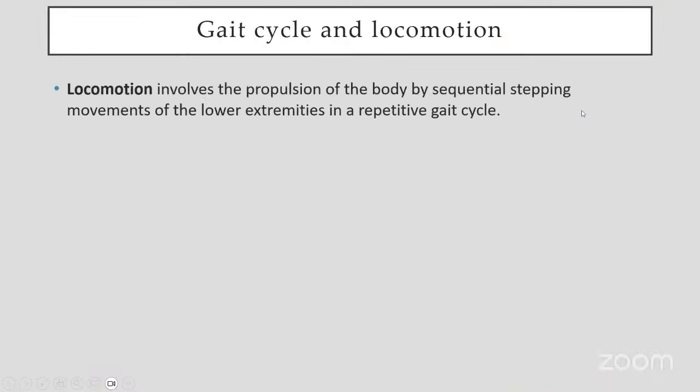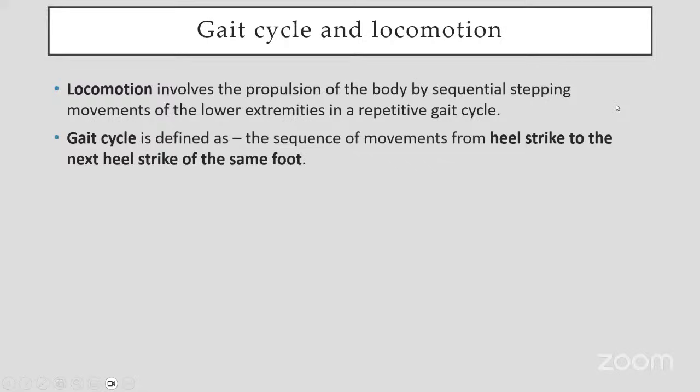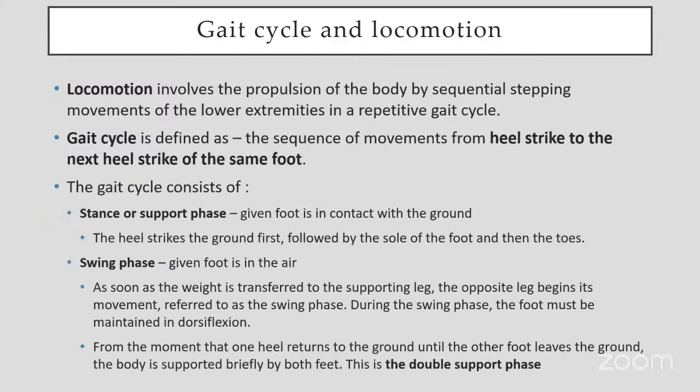So, going into the gait cycle, locomotion involves propulsion of the body by sequential stepping movements of the lower extremities in a repetitive gait cycle. The gait cycle is defined as a sequence of movements from a heel strike to the next heel strike of the same foot. It mainly consists of a stance phase and a swing phase. In the stance phase, the given foot is in contact with the ground. The heel strikes the ground first, followed by the sole of the foot and then the toes. In the swing phase, the given foot is in the air.